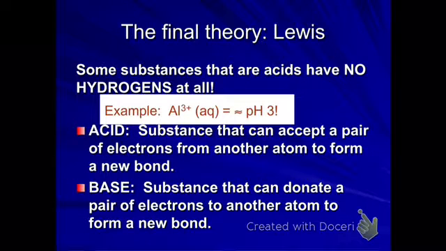So the final theory that we want to talk about is Lewis acids and bases. And I think this is so interesting. You may not know this, but certain metals on the periodic table, like heavy metals, when they dissolve in water, can actually change the pH of the water solution. Keep in mind that metals don't have any hydrogens at all. So now where do we go with this?